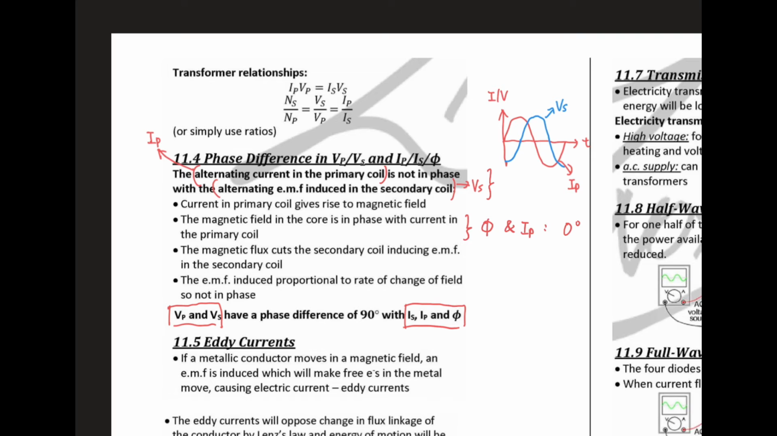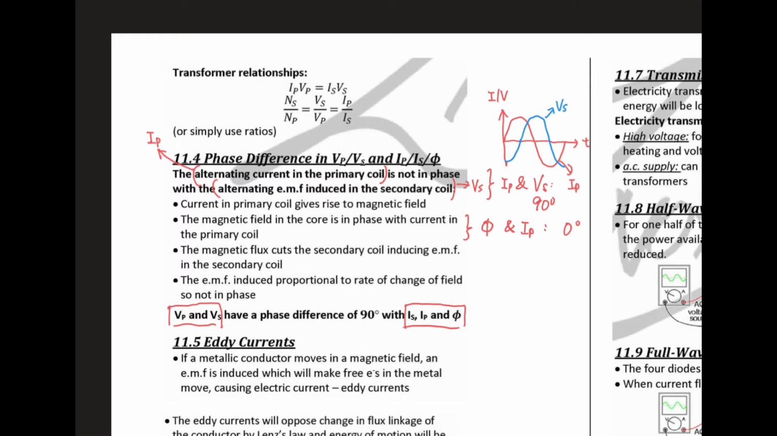Compared with this one, they are saying that IP and VS, the phase difference is 90 degree. So this matches with what I mentioned also. Phi and IP, they are under the same group. Same group, no phase difference. The magnetic flux cuts the secondary coil, inducing EMF in the secondary coil. The EMF induced is proportional to the rate of change of field, so not in phase. So what are they talking about?